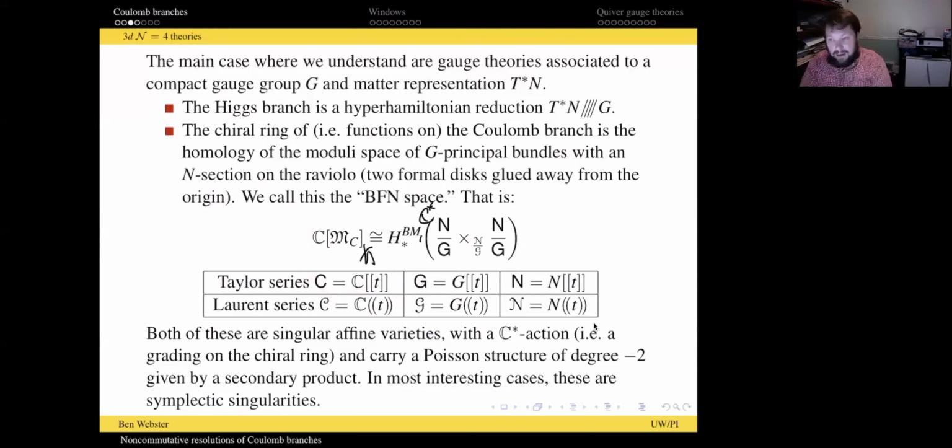Now, if I take coefficients in characteristic P, then that theorem isn't true. It's not true that the fixed points of the full C star and the whole space have the same equivariant cohomology. But it's true if you look at the fixed points of the P torsion.